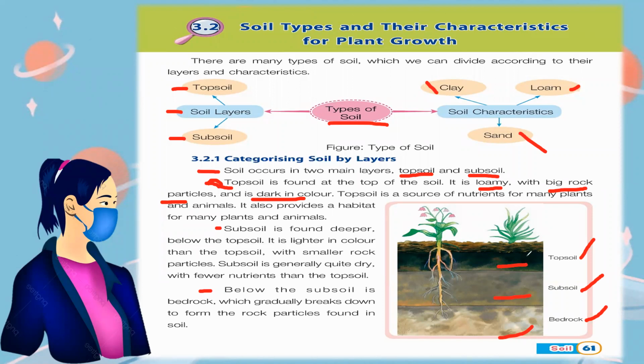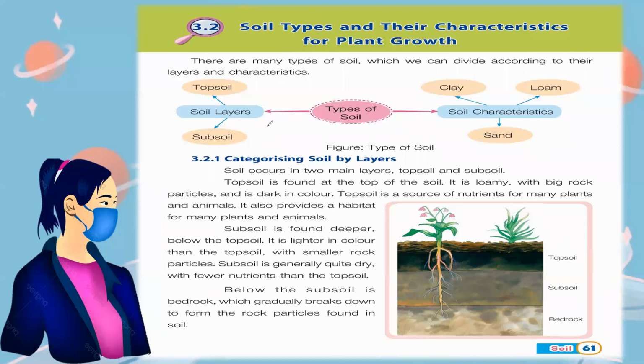All right, students, you understand that we have topsoil and subsoil. Topsoil is darker in color and full of nutrients, which is the biggest source for the plants and animals. And the second layer is subsoil. Subsoil is a bit lighter in color, the nutrition level is a little bit low, and it's generally quite dry. All right, students, you understand that? Any question? Anything you don't understand?